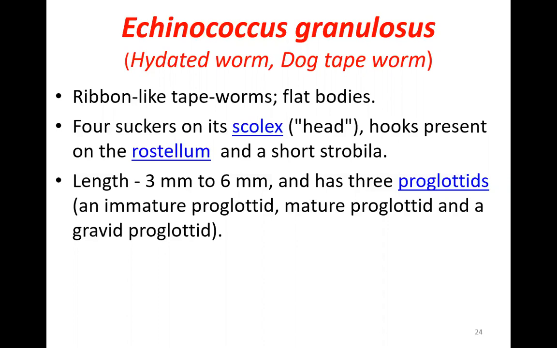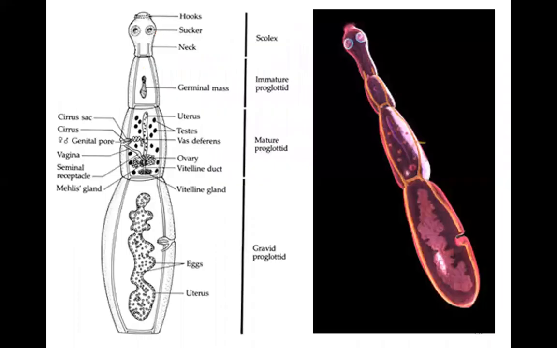and it has three segments or proglottids. And among these, there is an immature proglottid, a mature proglottid, and a gravid proglottid.